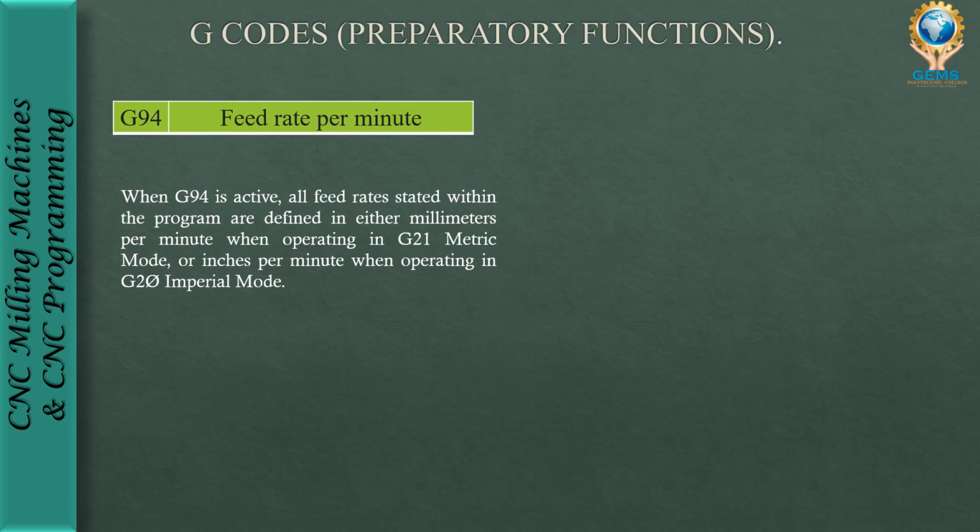G94 is used to mention the feed rate per minute. If you mention G21 before G94, the feed rate will be considered as millimeters per minute. And if you mention G20 before G94, it will consider inches per minute. For example, if you have mentioned G94 and G20 and then mention F6, it will be considered as 6 inches per minute.